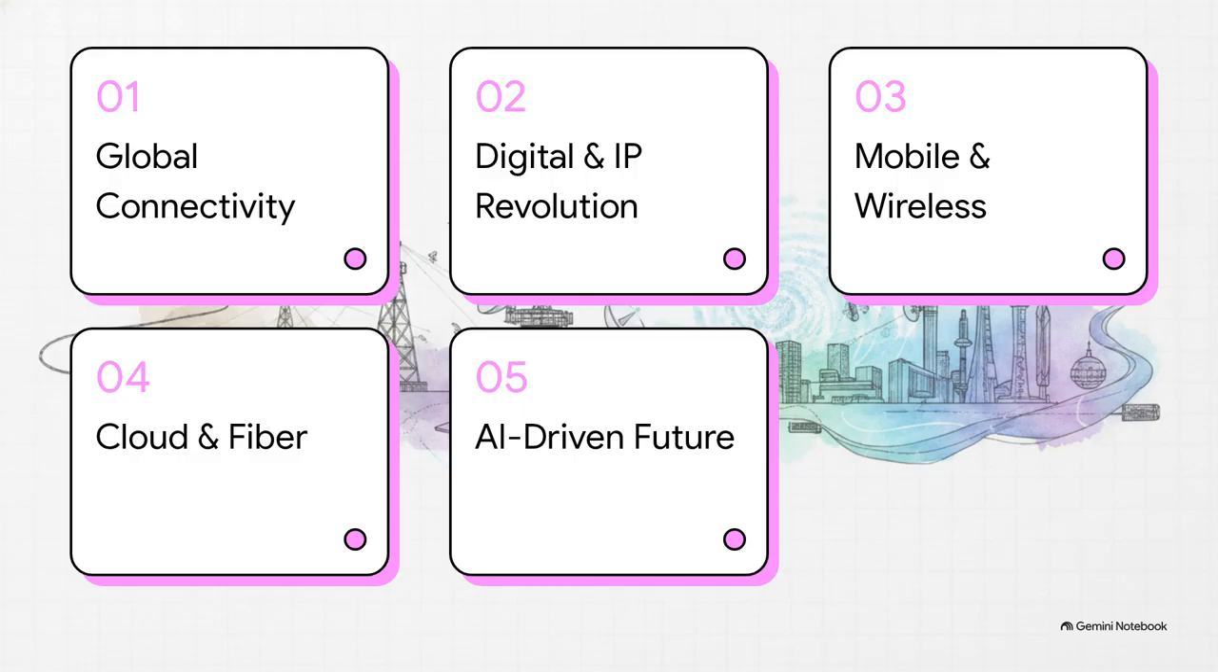So, here is our roadmap for today's hybrid evolutionary stack. We'll start with the foundations of global connectivity, move into the digital and IP revolution, then the mobile networks and wireless evolution, explore converging cloud and fiber, and finally wrap up with the AI-driven intelligent future.